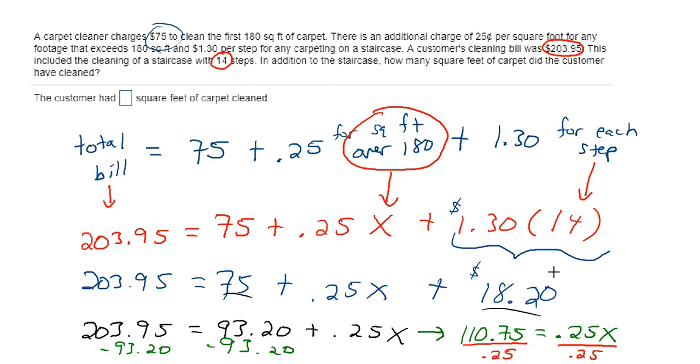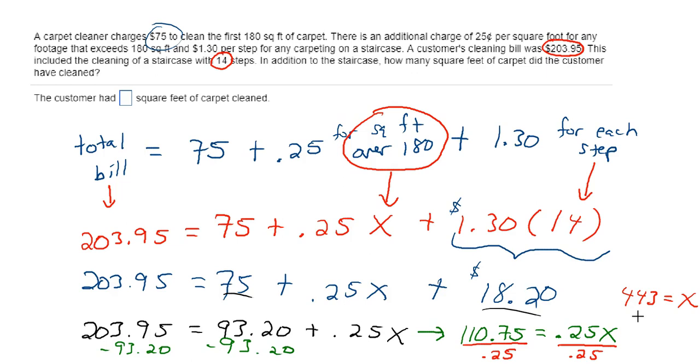So, let me do the calculation first. We have 110.75 divided by 0.25. It's going to be 443. So let's write the answer right here, 443. So that's what x is equal to. Seems like a reasonable answer, right? It's not negative, because again, a negative answer would be nonsensical here. And it seems reasonable for a square footage.